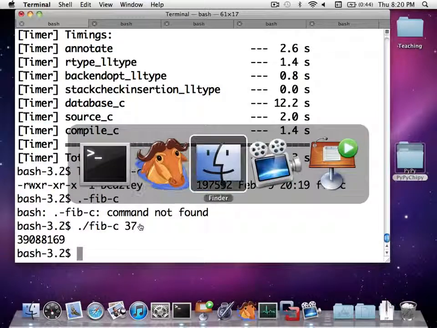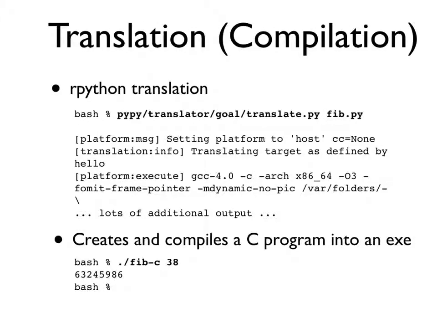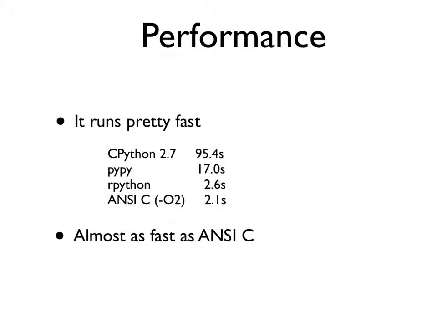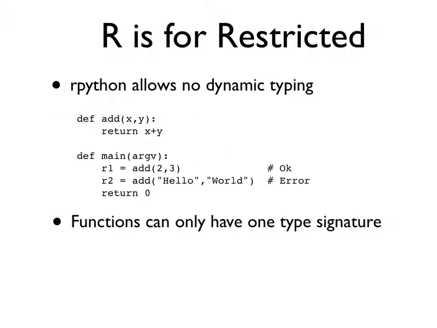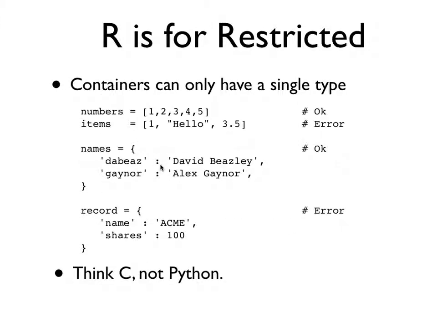Now, a few things about that language, just as a recap. First of all, the results are pretty fast. I've done some benchmarks on it. You'll get code that's comparable to C in terms of runtime performance. But the language is really restricted in what you can do. You can't use the dynamic typing features that you normally can in Python. You can't have functions that take multiple types of arguments. You can't have lists that have multiple data types in them. So everything has to be restricted to a single type.